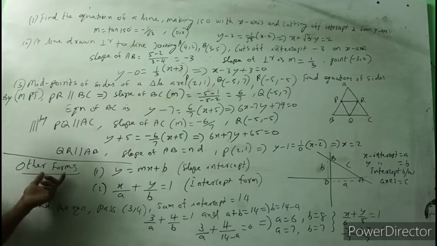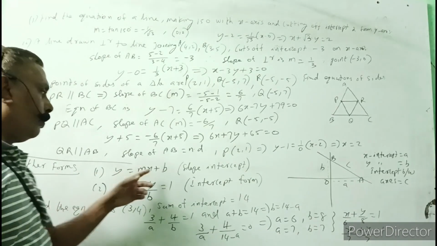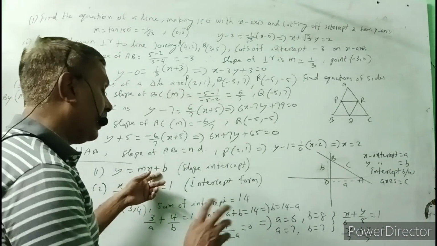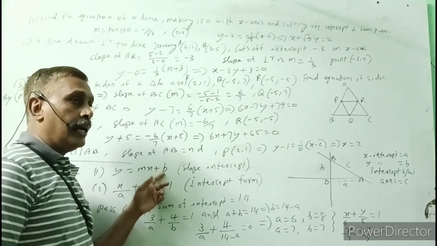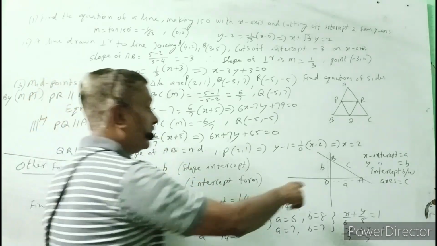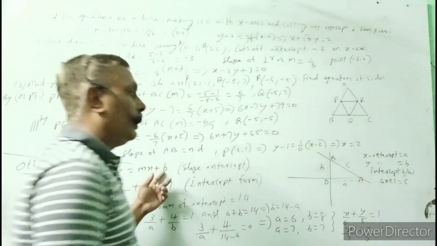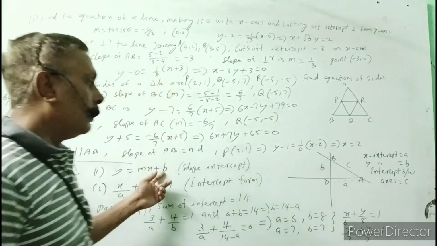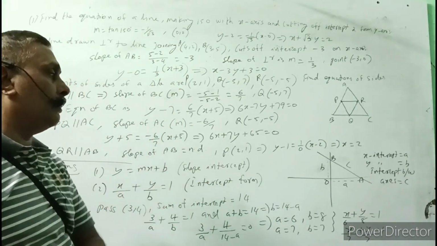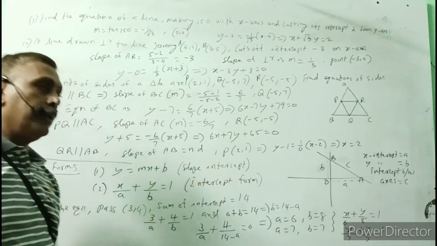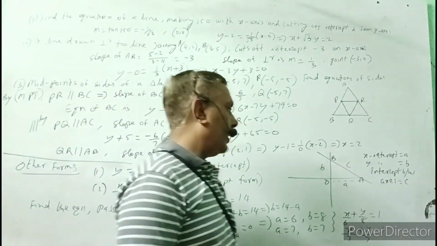Now there are two more forms of the equation of a line. One is called y is equal to mx plus b, or mx plus c, whatever it may be. Here m is the slope and b is the intercept on the y axis, meaning how many units away from the origin the line cuts the y axis. This form is called the slope intercept form, where intercept means y intercept.